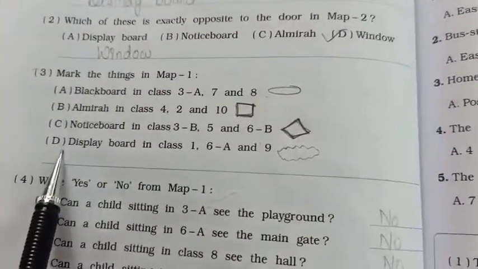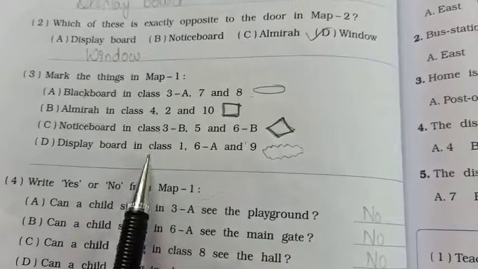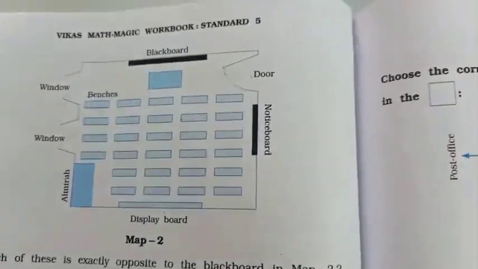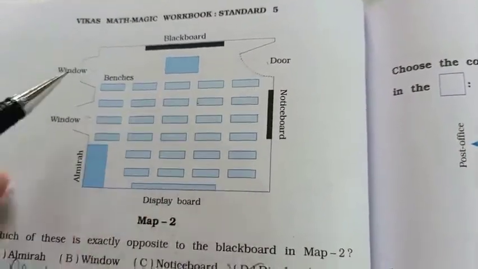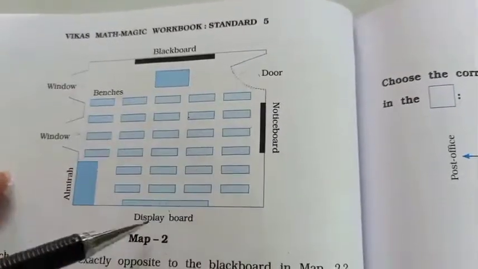Now the last option is there. Display board. Now you have to find out the display board. Where is the display board? Now again you will recall. Again you have to learn map 2.